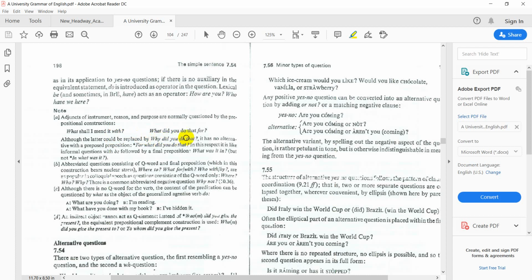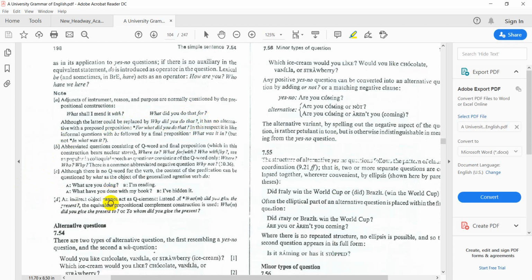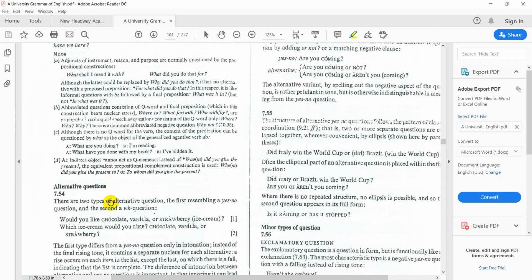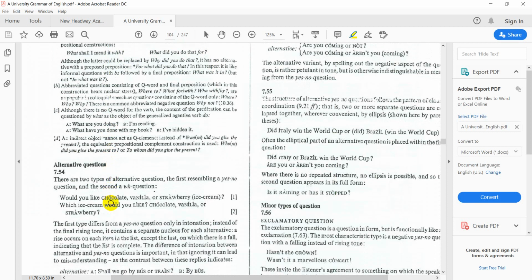Or what did you do that for? What is the reason? What did you do that for? What is the reason for that? So I use a question with prepositional construction. So you have to read it like this and read the other three. Okay. Now we move to alternative question.